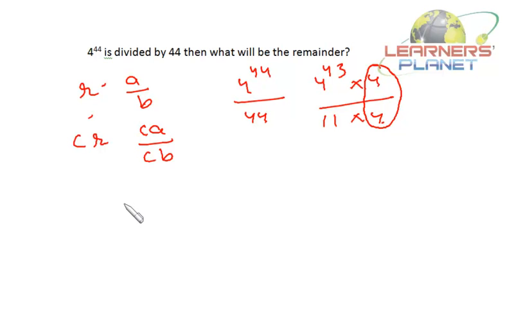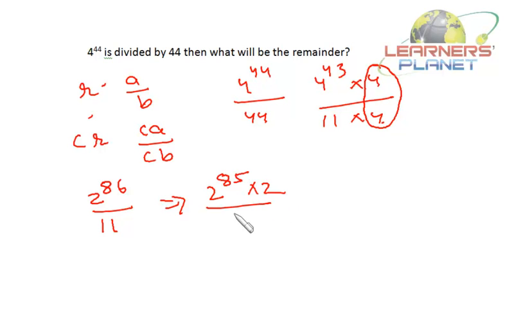Now let's recall a number that exists in the power of 4 and that is closer to 11. I can write 4 raised to 43 as 2 raised to 86. Now there is a number in the power of 2 that is closer to 11's multiple, that is number 32, and 32 is actually 2 raised to 5. So let me break 2 raised to 86 into powers of 32. It's 2 raised to 85 into 2 by 11, and 2 raised to 85 is 2 raised to 5 into 17.